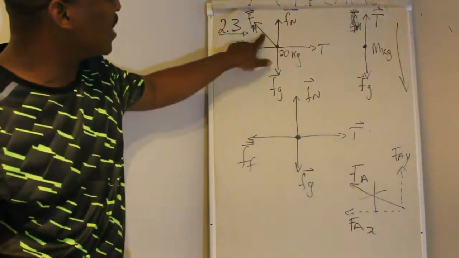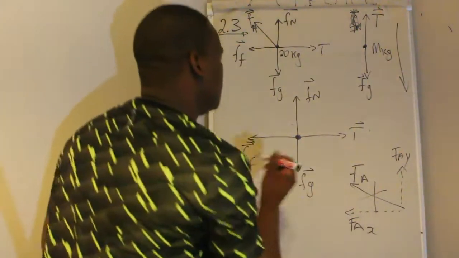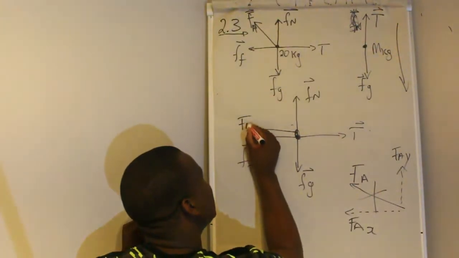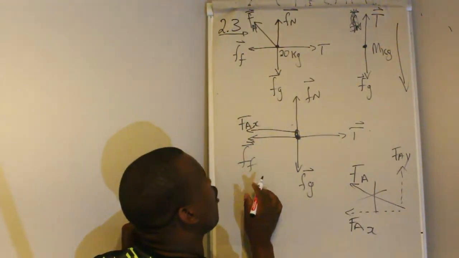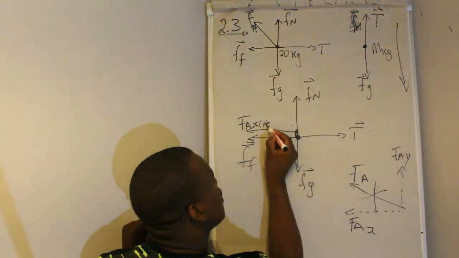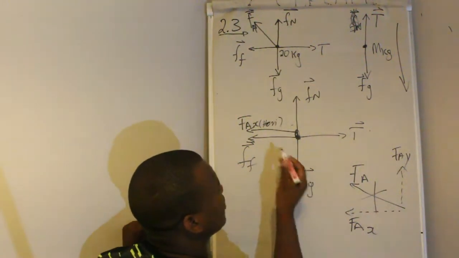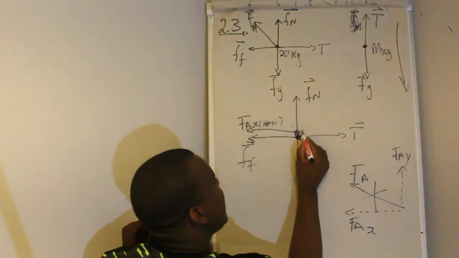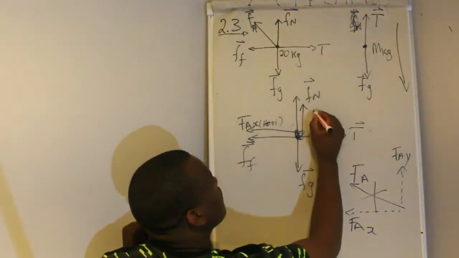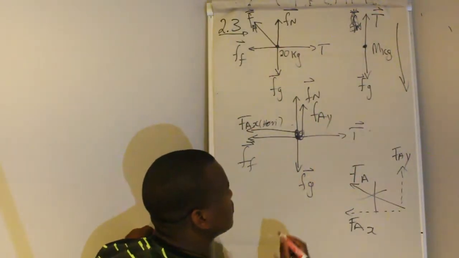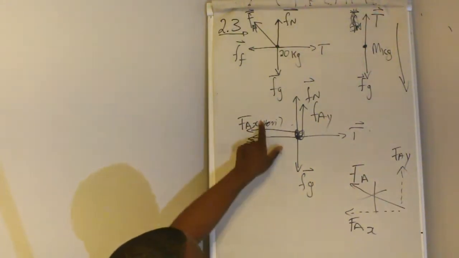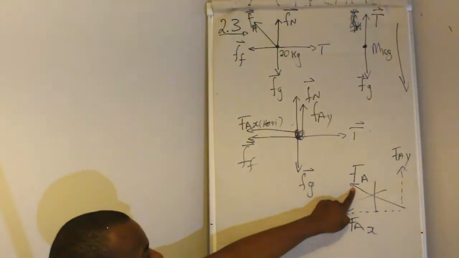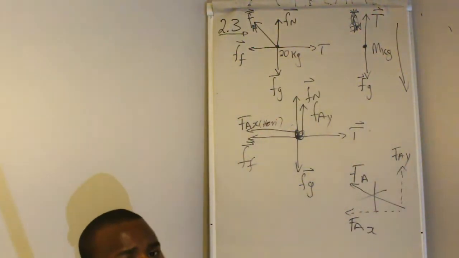So instead of drawing this one, you can draw FA in the x direction, or you can say horizontal, but it's a very long word and I don't want to write that. FAX, you don't need that. And draw another one that goes up, FAY. So these two, FAX and FAY, are the two components of this one. So you don't have to draw this one if you have drawn the components.